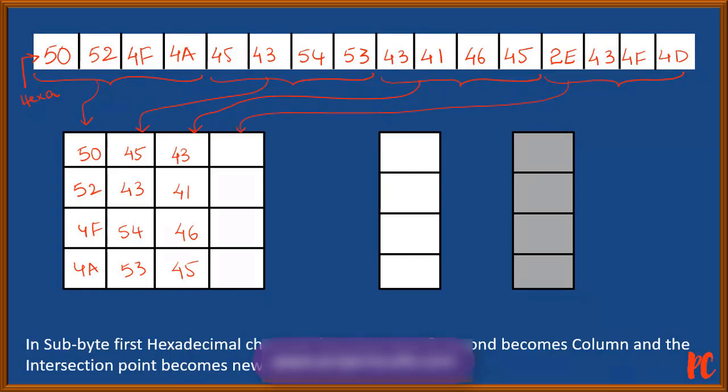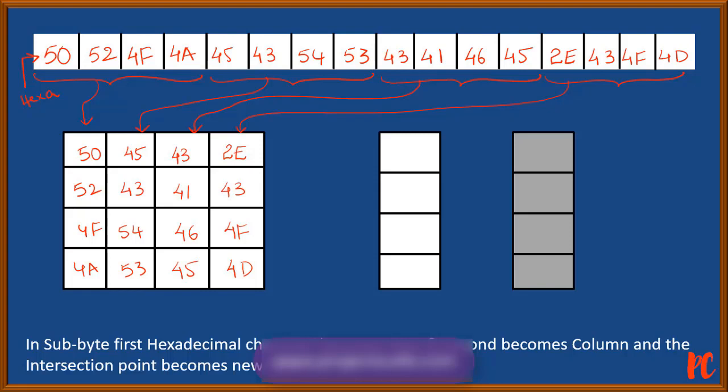Similarly, the third column, we got 43, 41, 46, 45, and this is our last column, nothing but 2E, 43, 4F followed by 4D.